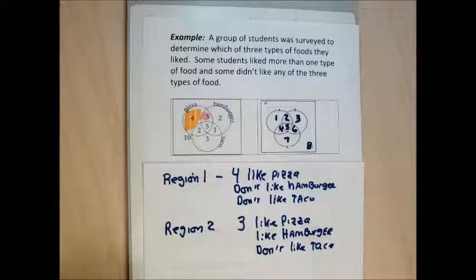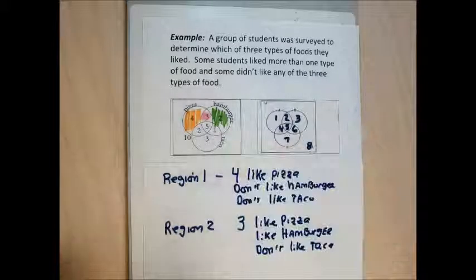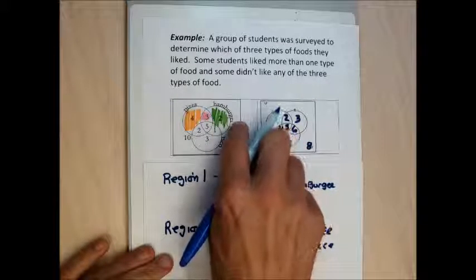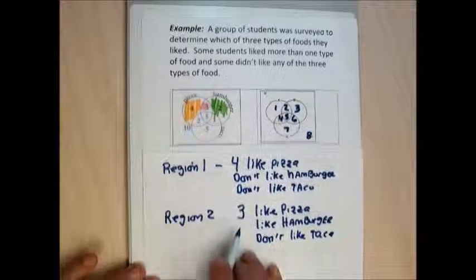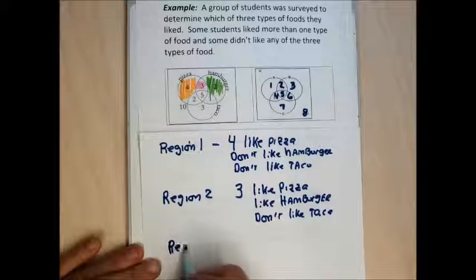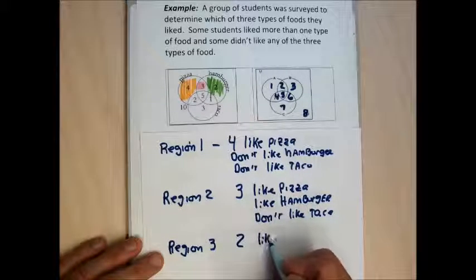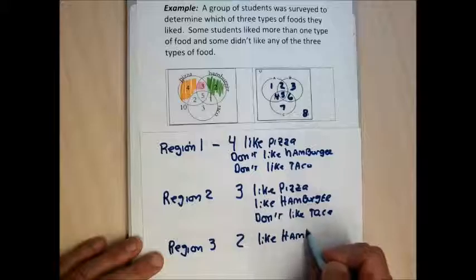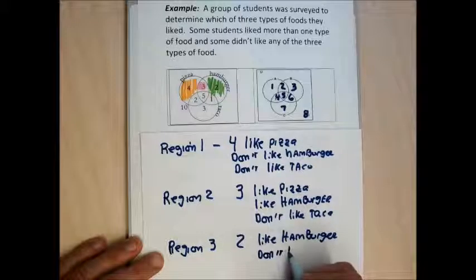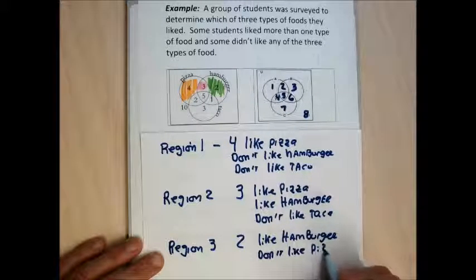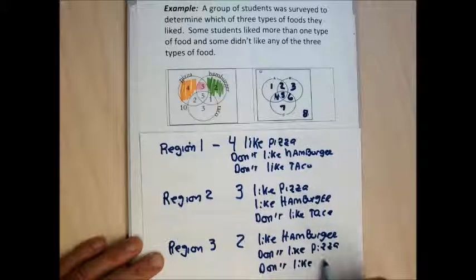The next region, which I'm going to call region 3, would be those 2 students right there. Those 2 students are in the hamburger circle. They're outside the taco circle, they're outside the pizza circle. So for those 2 in region 3, they like hamburger, they don't like pizza, and they don't like tacos.